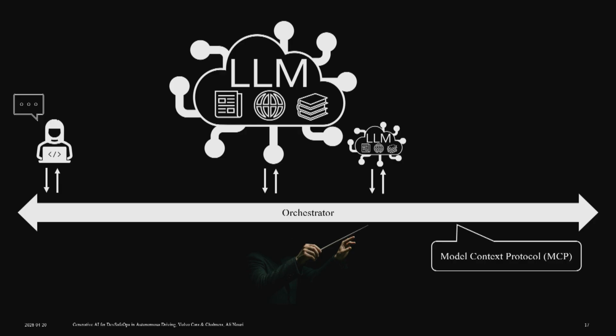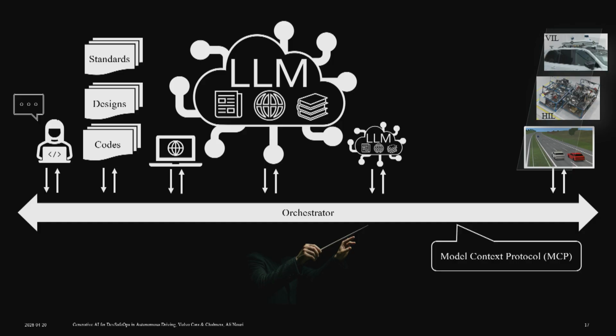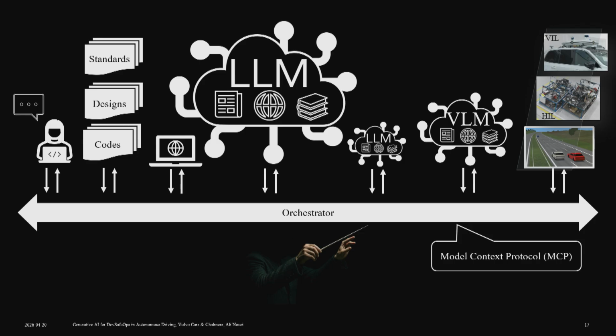Or you do it in some more orchestrated way, where the task from the user goes to the orchestrator, and then the orchestrator decides which model to call. Is it, for instance, needed to do some kind of retrieval augmented generation, or RAG? Or is there any need to search the internet? And also connect the response to some kind of environment that we have there, like simulation environments, hardware in the loop, or vehicle in the loop. Or we need some other models, like vision language models.